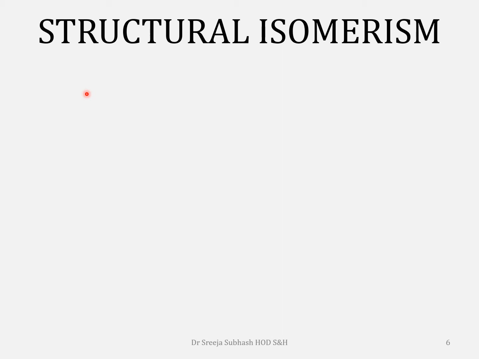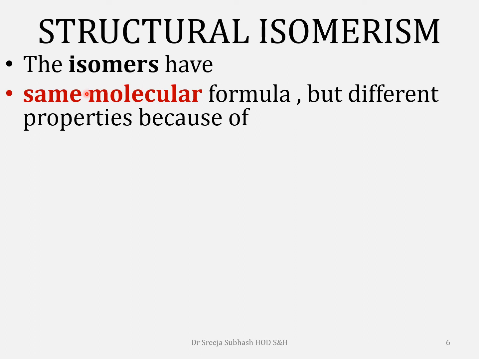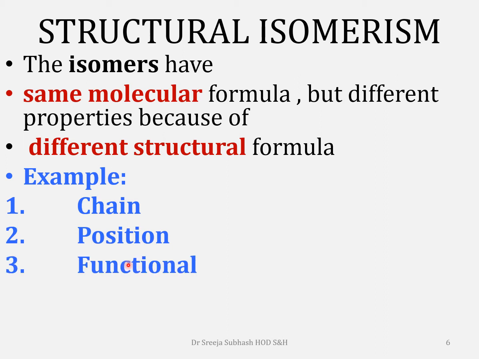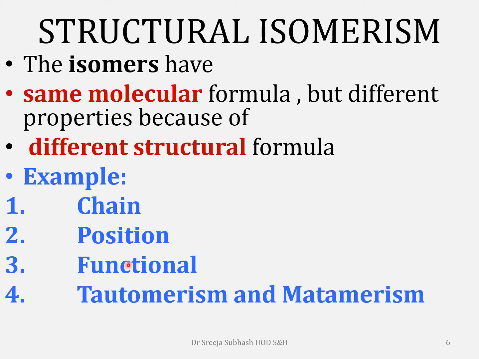Certain molecules will show the same molecular formula, but the properties would be different. The reason is that the structural formula need not be the same. Such isomers are called structural isomers. The isomers have the same molecular formula, but properties are different because of different structural formula. Different types of structural isomerism are: 1. Chain isomerism, 2. Position isomerism, 3. Functional group isomerism. There are also tautomerism and metamerism coming under this title.